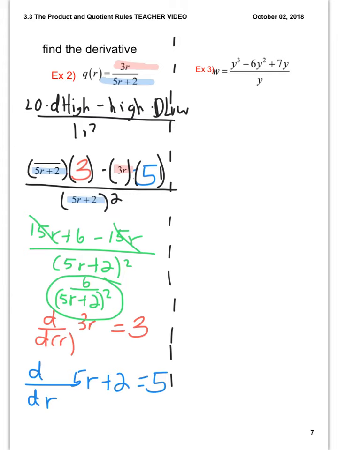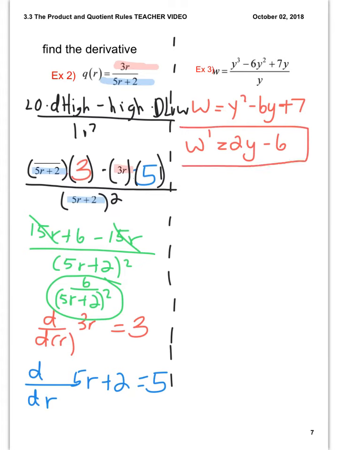Over on example number 3 here, again, we could use the division rule, low d high minus high d low and all that good stuff, but I would again encourage you to try to simplify first. We can see that y is a constant factor, or a common factor in all of these, so I'm going to reduce everything by y. So if I factor out that y, we'll be left with y squared minus 6y plus 7. Well, that's just a power rule, and a difference and sum rule, I guess, but the derivative of y squared is just 2y. The derivative of negative 6y is just negative 6, and the derivative of 7 is nothing. So our derivative would be 2y minus 6.